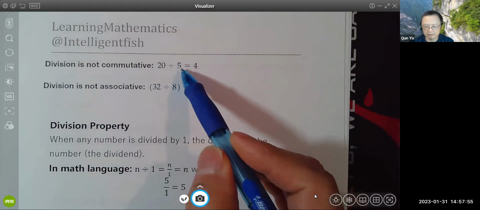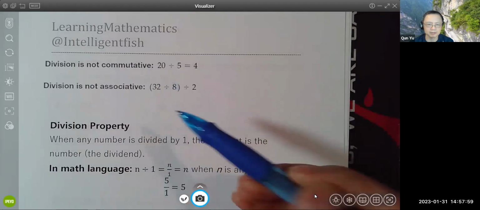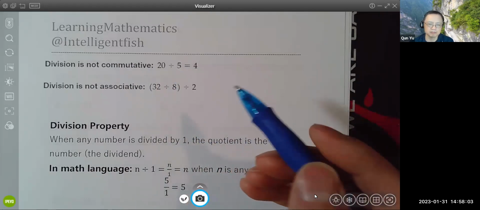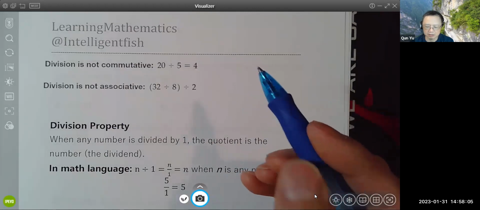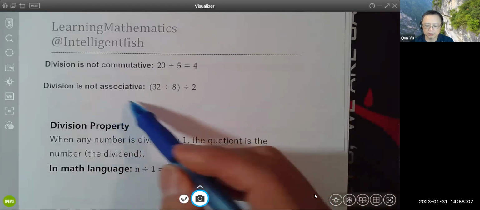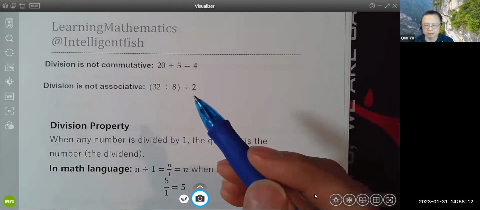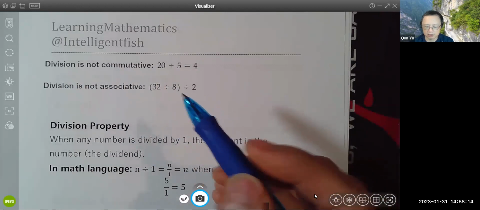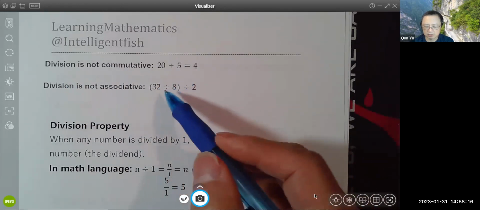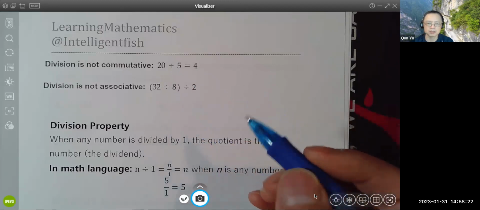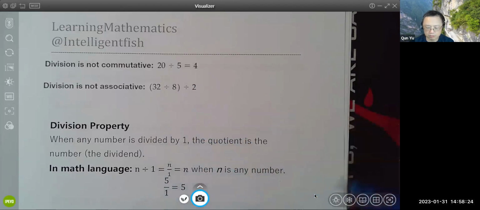20 divided by 5, certainly, will not be equal to 5 divided by 20, right? So we don't have the commutative property for division. This is also true for the associative property. So we don't have the associative property for division. The associative property means you can do the first operation first, or you can do the second operation first without changing the result. And that is true for multiplication.